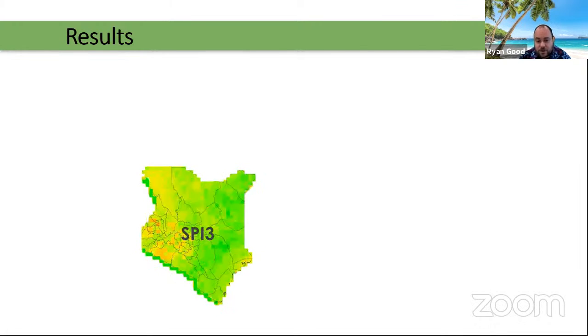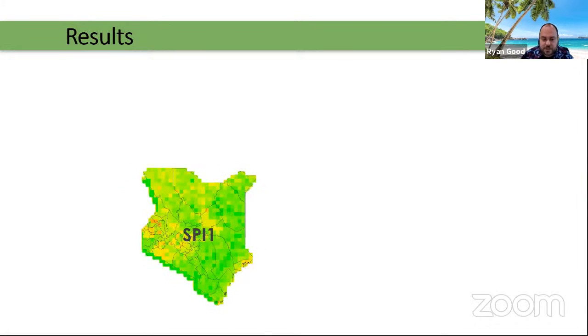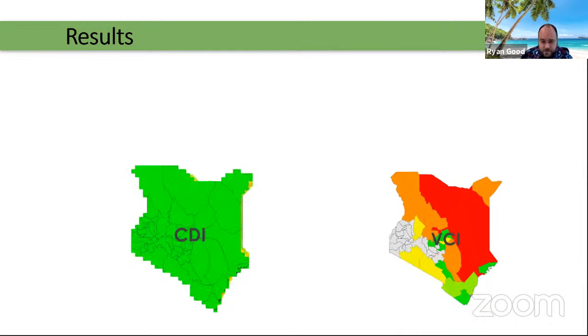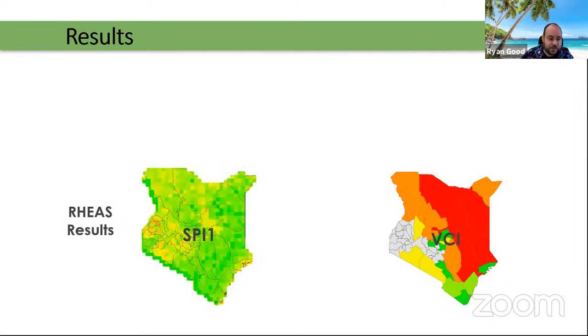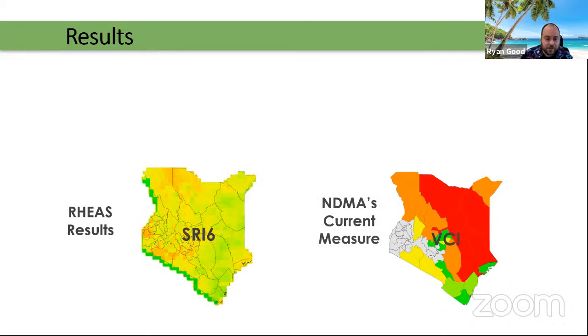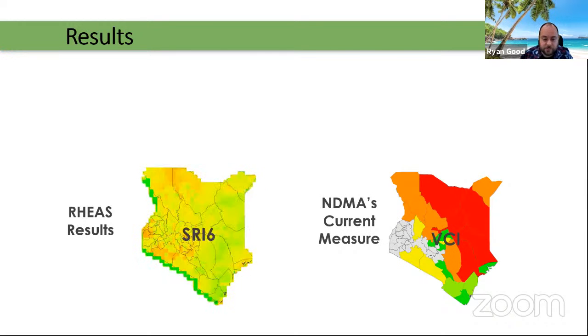I obviously cannot show you all of those data points, which is why I've had this fun little animation playing. This is the calculated index for January 1st, 2019 for each of the labeled indices that you see. Just a quick snapshot of the data that was created. So again, here on the left, we have the RIAS results. And then for the sake of comparison, on the right is the VCI, which is the NDMA's current measure coming solely from vegetation health.